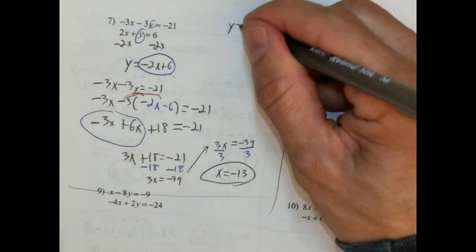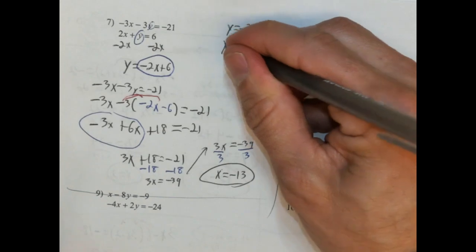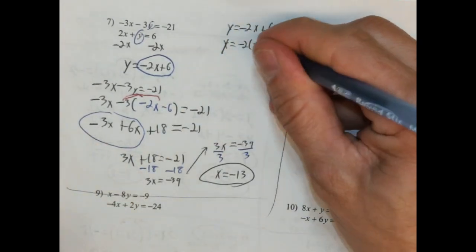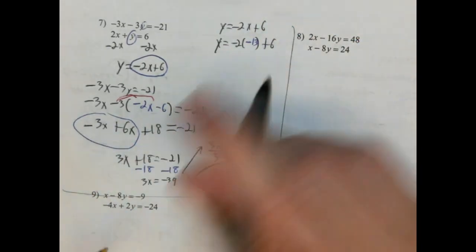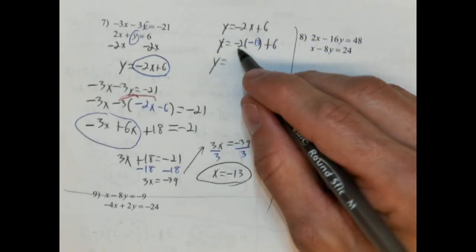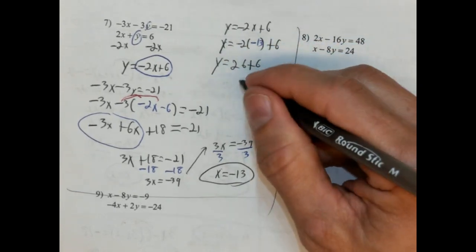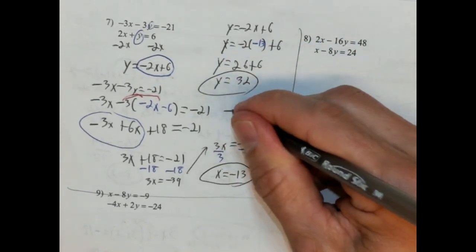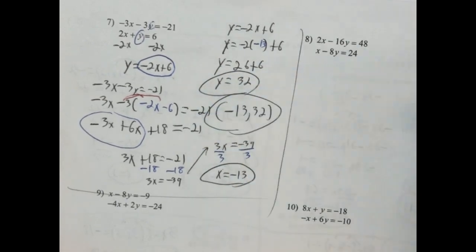So we're going to say, all right, y equals negative 2x plus 6. We're going to say y equals negative 2 parentheses negative 13. That's our x value. Plus 6. And we're going to follow order of operations now. So we're going to multiply first. So negative 2 times negative 13 would be positive 26. And positive 26 plus 6 would be 32. So it'd be negative 13, comma 32 is our ordered pair.